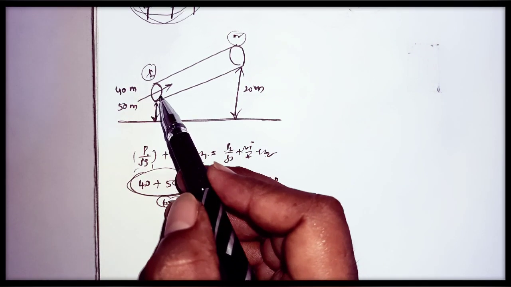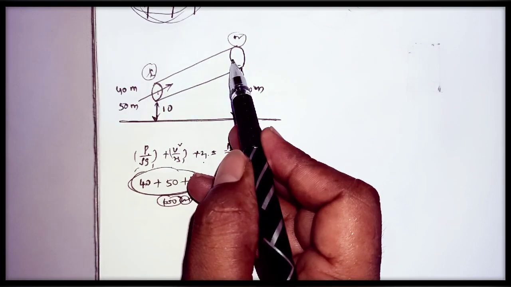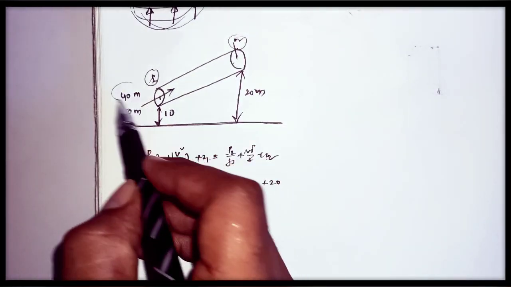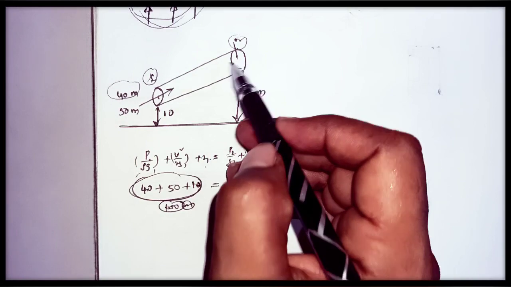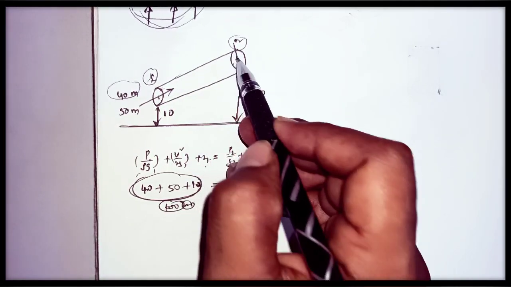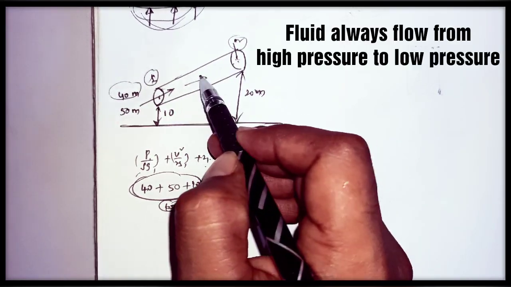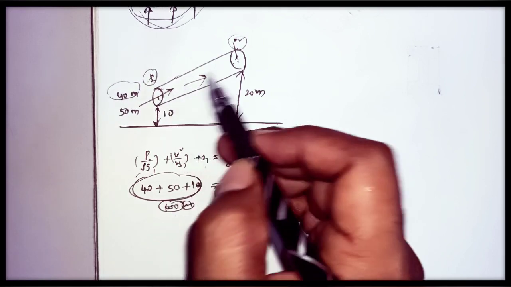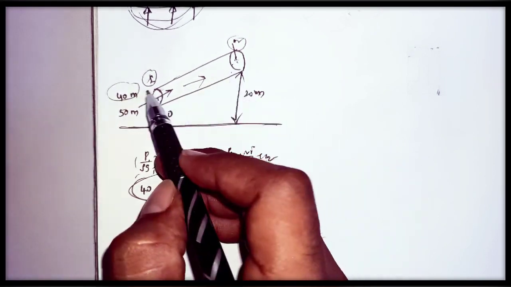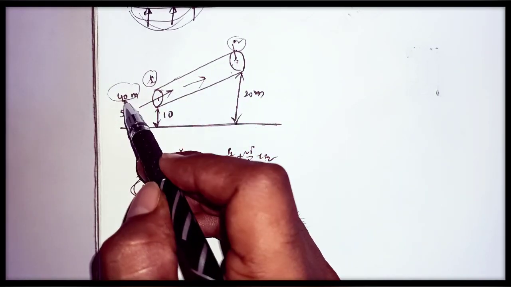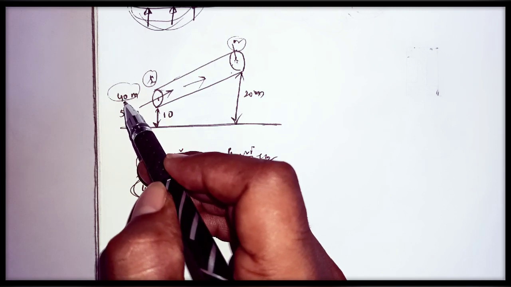Whenever the fluid is sent from high pressure to low pressure, and here the pressure head is 40 meters, if we compare the two sections, the pressure should be low at section 2, then only the fluid will flow from cross section 1 to cross section 2. That means the pressure at section 2 should be very low, lower than 40 meters.